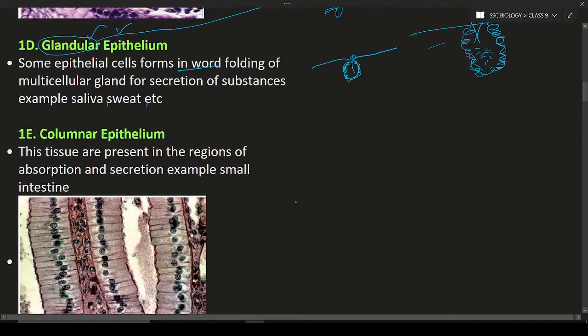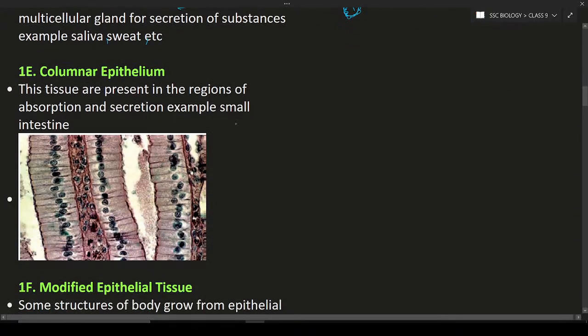Next is columnar epithelium. Understand the word columnar. The word columnar refers to the word column. What is meant by column? Column is nothing but any structure that is looking in this way. This is known as column. It means these epithelium tissues are going to look like columns. These tissues are present in the regions of absorption, secretion, and so on.